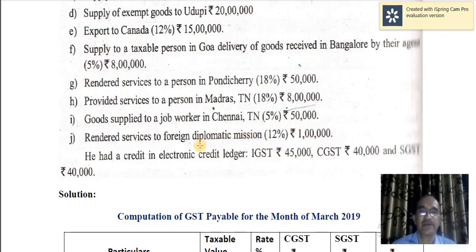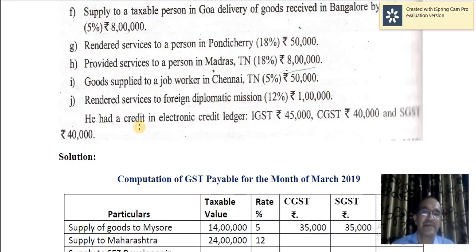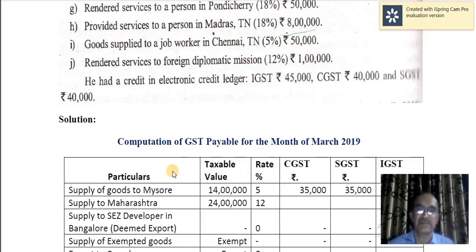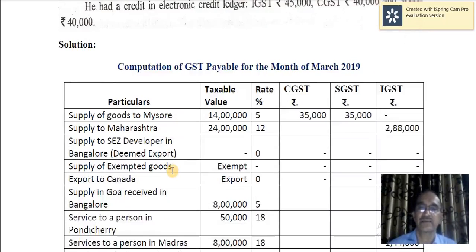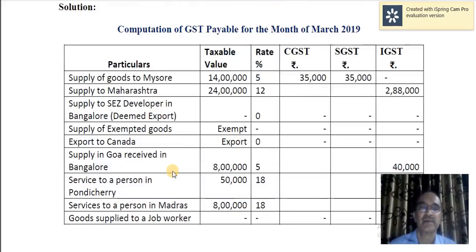and taxes are being calculated. Okay, he had a credit in electronic credit ledger, IGST 45,000, CGST 40,000, and again SGST 40,000. Okay, first let us calculate output tax.